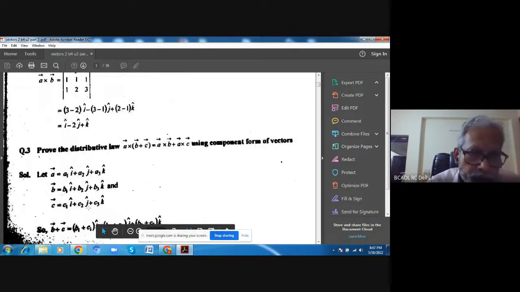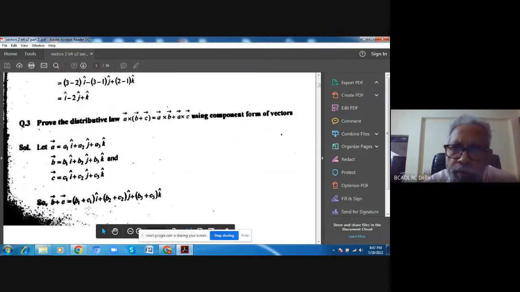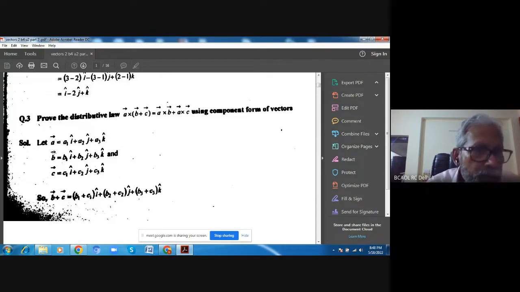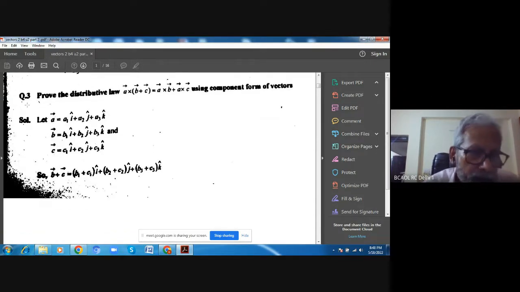Now another: prove the distributive laws. There are some laws we saw earlier, that A vector dot in bracket B plus C is equal to A vector dot B vector plus A vector dot C vector. Use the component form of vectors. I have shown you in earlier slides that A, B and C are three vectors given like this.